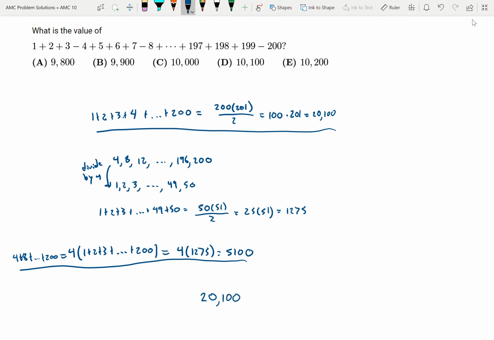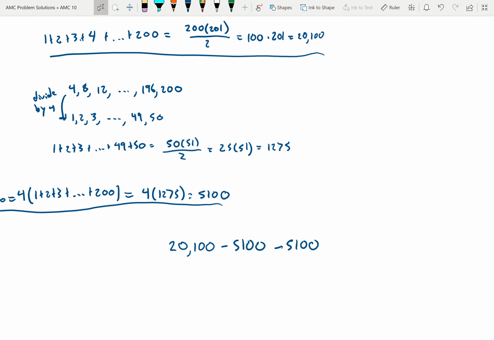So the way I find the sum that I'm looking for is, in that full big sum, 20,100, the sum we're looking for doesn't include the fourth terms. In fact, it actually subtracts the fourth terms. So I not only need to subtract 5,100, that's as if I just added everything up without counting the fourth terms. I have to subtract that number again because I'm actually subtracting the sum of 4 plus 8 plus 12 plus 196 plus 200. That's the reason why I have to subtract it twice.